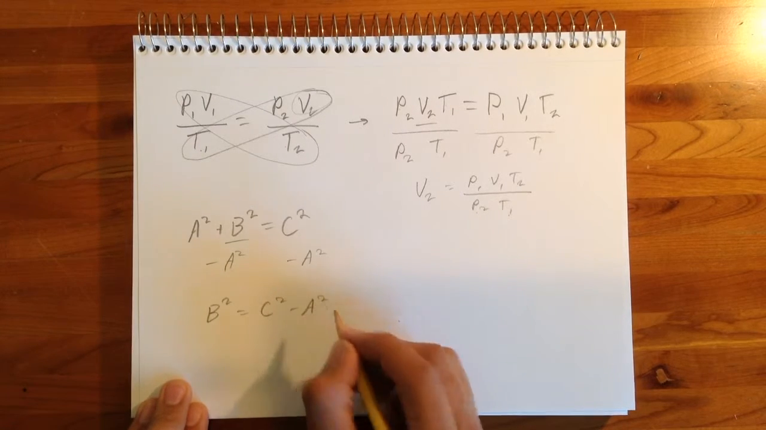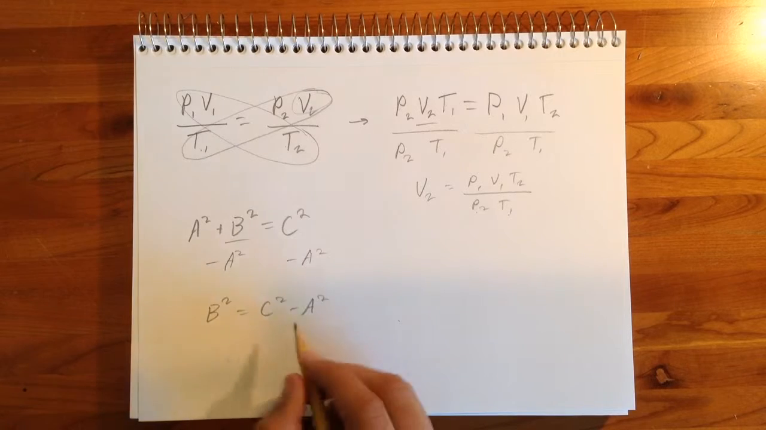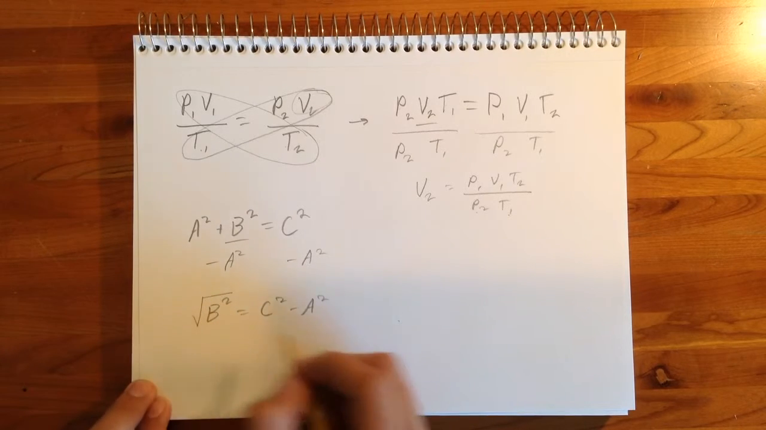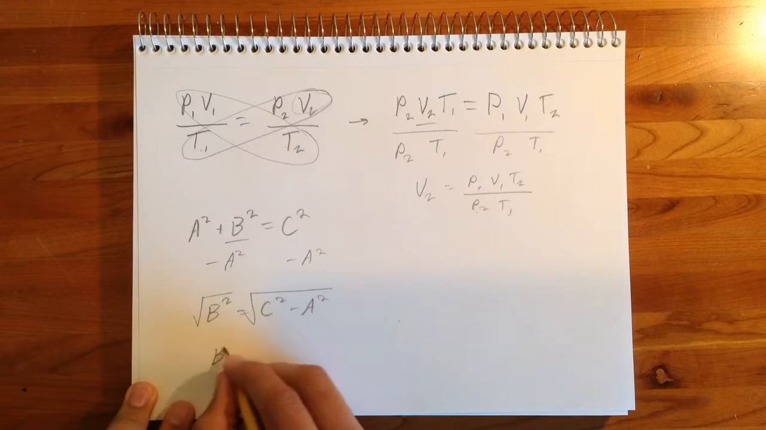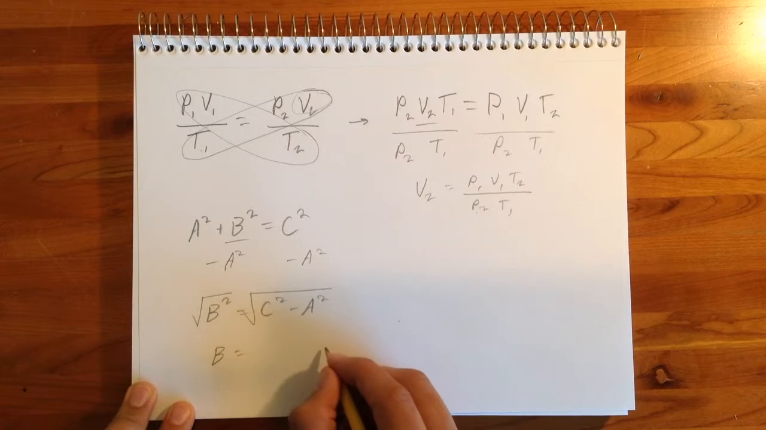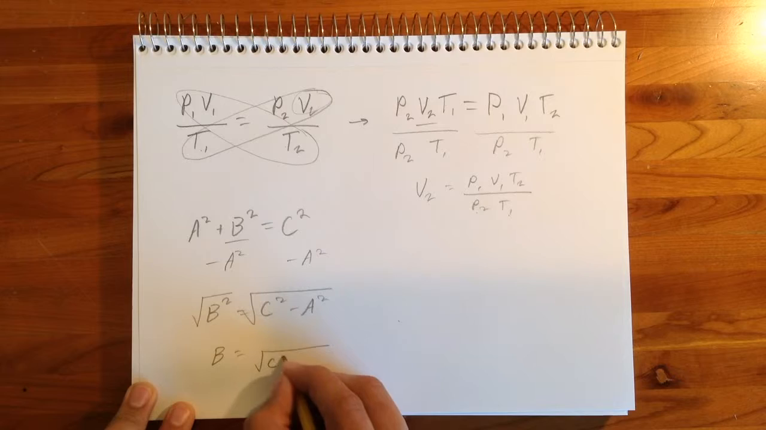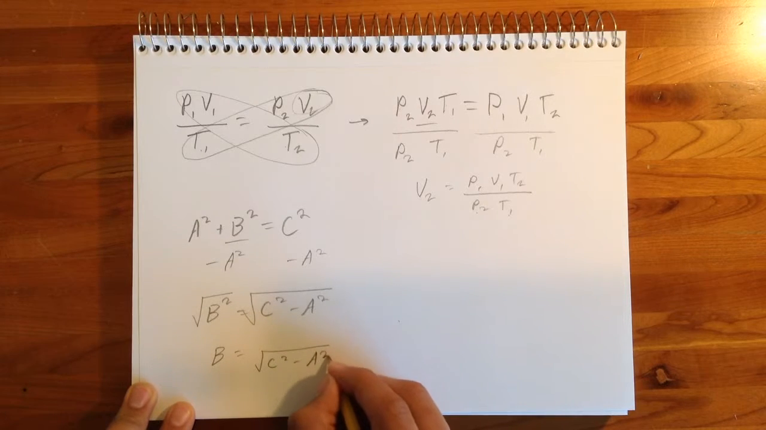So if we subtract that, we're left with b squared equals c squared minus a squared. And to undo the square that's put on b right now, what we need to do is take the square root of b and then take the square root of the other side, and that's as far as we can reduce it. So we're left with b equals the square root of c squared minus a squared. And that's our final answer.